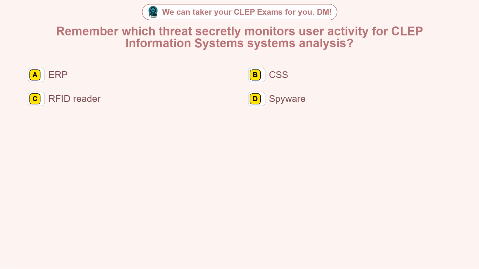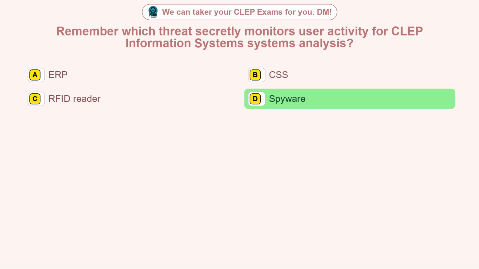Question 43. Remember which threat secretly monitors user activity for CLEP Information Systems analysis? Option A. ERP. Option B. CSS. Option C. RFID reader. Option D. Spyware. The correct answer is option D.